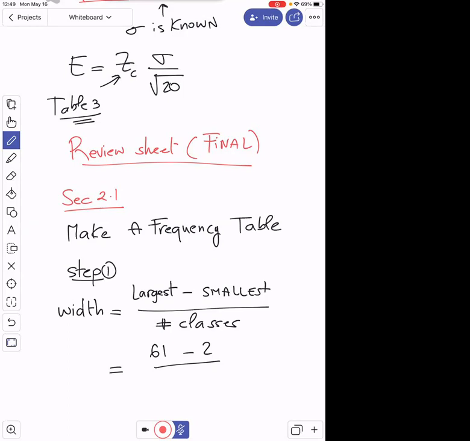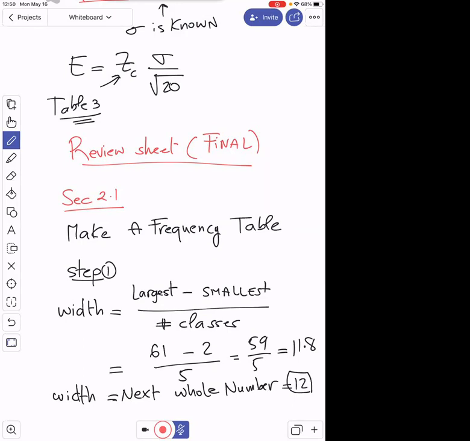And divide by the number of classes, right? In this problem, we need to make this frequency table with 5 classes, so we need to divide by 5. So this is 59 divided by 5, which is 11.8. Don't forget to take the next whole number, the next integer, which of course would be 12. So your width is 12.